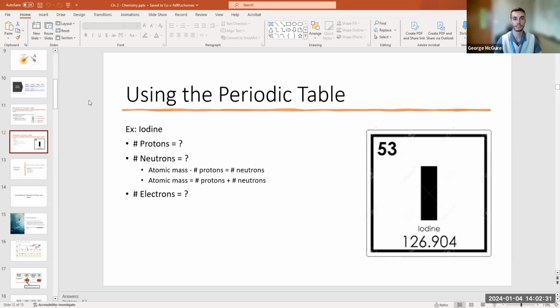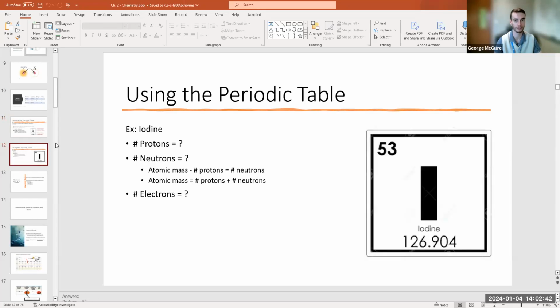So where we left off last time was talking about how we can determine the overall number of each subatomic particle. Sorry, that word subatomic was escaping me. So how we can determine the overall number of each subatomic particle that would be present in an element using the periodic table of elements.